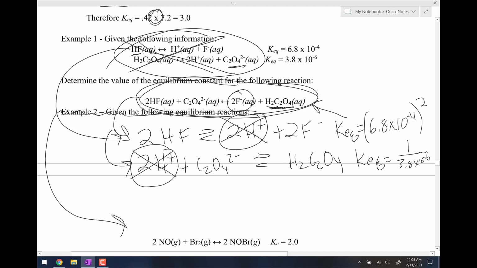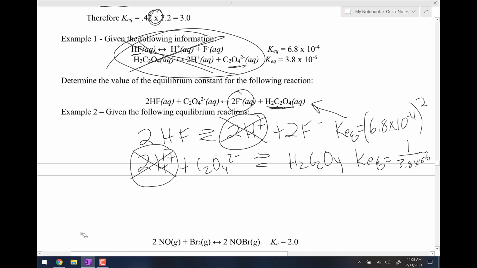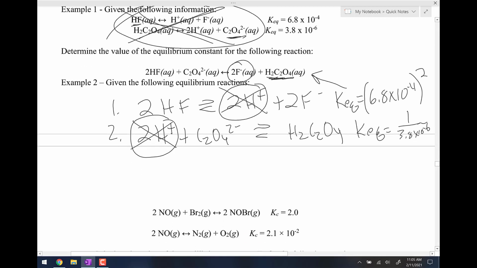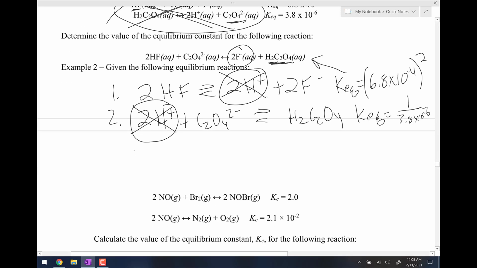Okay? So now to make this third equation from these two equations here, what do I need to do? I need to add those two equations together. And when you do that, what do you do to your equilibrium constant? You multiply them. So I'm going to take 6.8 times 10 to the minus 4th squared, and I'm going to multiply that by 1 over 3.8 times 10 to the minus 6. So get your calculator out. Go along here with me. Make sure that you get the same answer that I do.